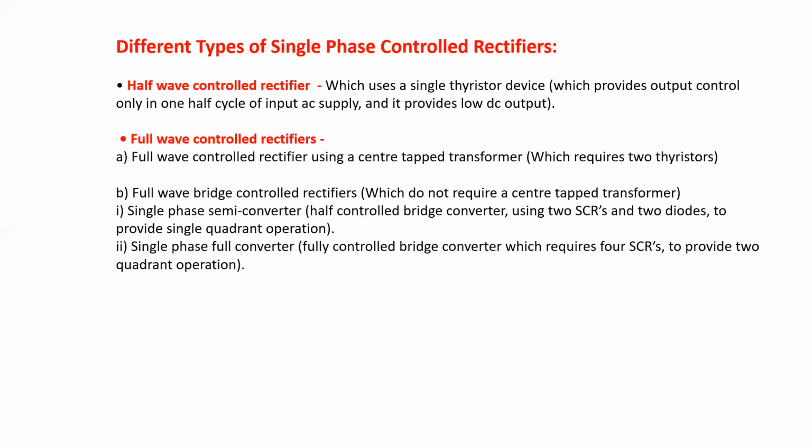This full-wave bridge controlled rectifier is further classified into two types. That is the single phase semi converter, called the half controlled bridge converter circuit, in which two SCRs and two diodes are used. And the second type is the single phase full converter, in which four SCRs are used.